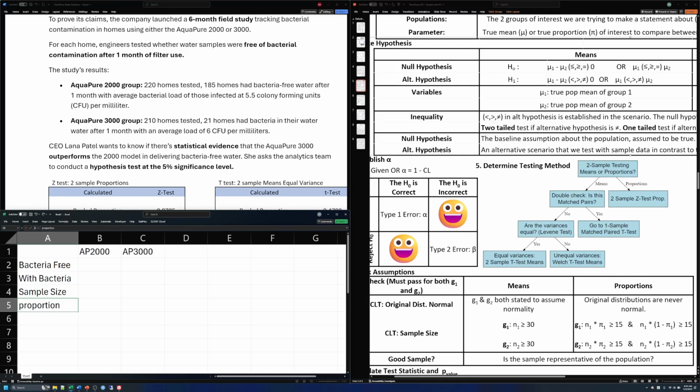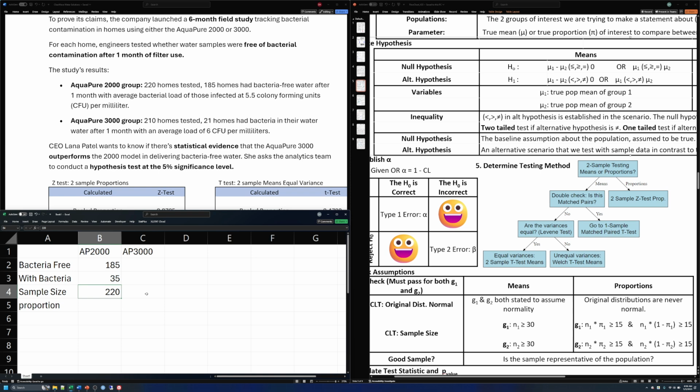Sorry. There we go, proportion. So in the AquaPure 2000 group, the first thing it said was that they had 220 homes tested, 185 were bacteria-free, 185. This thing about the colony forming units, this load, is inconsequential for this hypothesis test. Okay, so we've got those. And if we want to know the number with bacteria, we can just do equals 220 minus 185. And now we have the number of successes and failures in our AquaPure 2000.